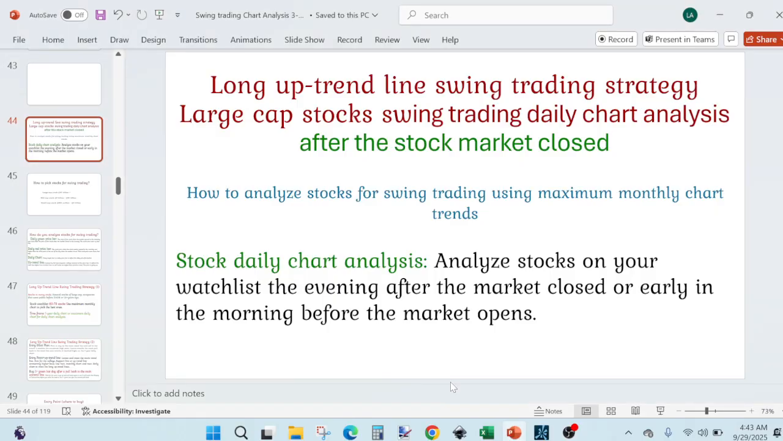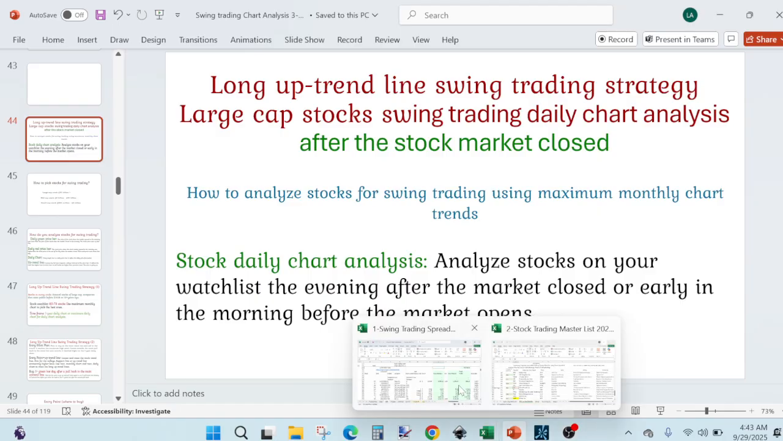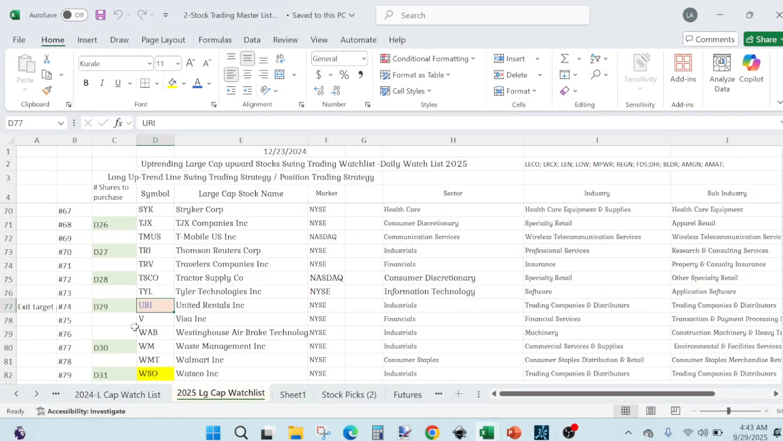Hello, how to analyze stocks for swing trading using maximum monthly chart trends. Well, let's use three examples here. The first one is URY.